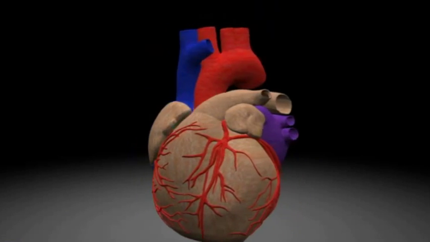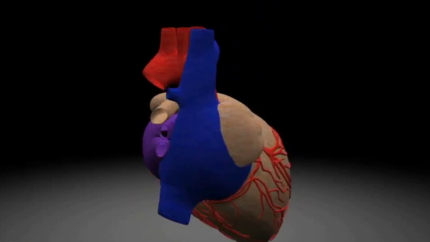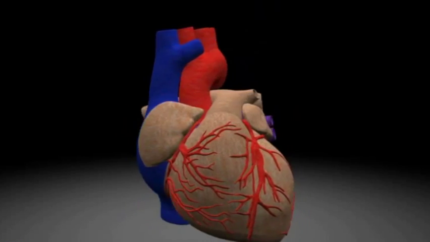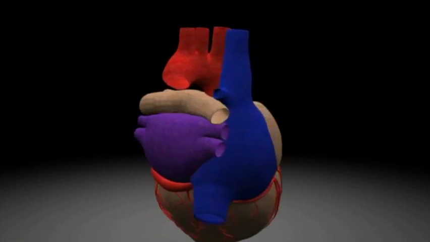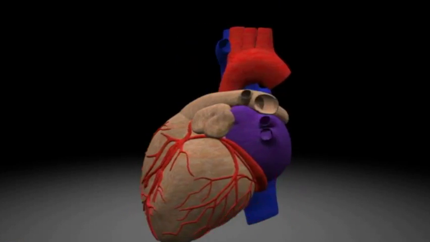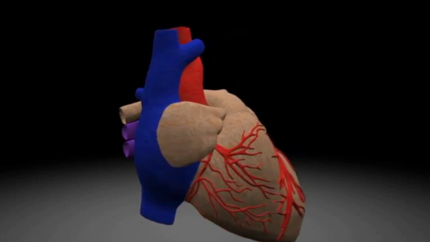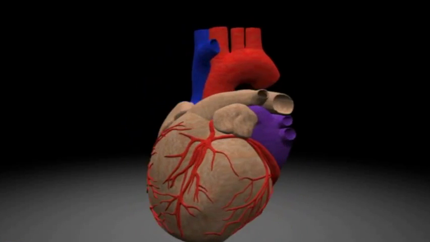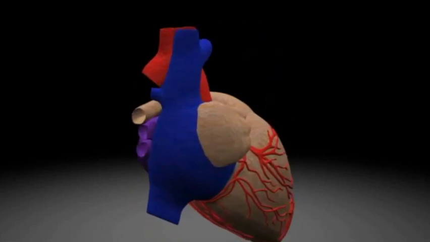In humans, the heart is roughly the size of a large fist, and weighs between 250 and 350 grams. It has 4 chambers: 2 upper chambers, the atria, and 2 lower ones, the ventricles. A wall of muscle, called the septum, separates the 2 sides of the heart.